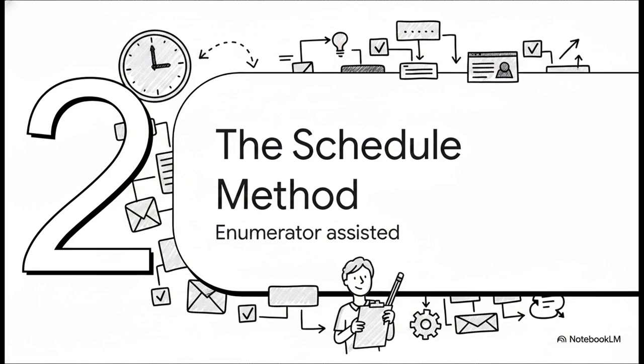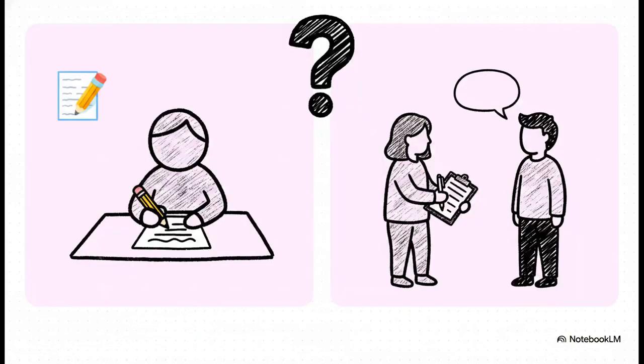Let's move on to Section 2, the schedule method. Before we even define it, take a mental note of this comparison, because this is the exact trap you'll get tested on. Who physically fills out the form? In a questionnaire, it's the informant. They read and write independently. But in a schedule, it's the enumerator, that is a specially appointed person who verbally asks the questions and physically writes down the answers for them.